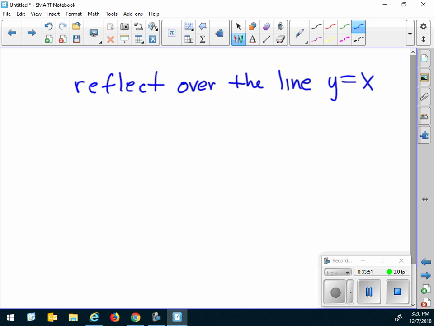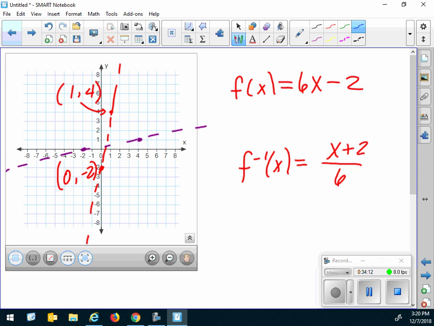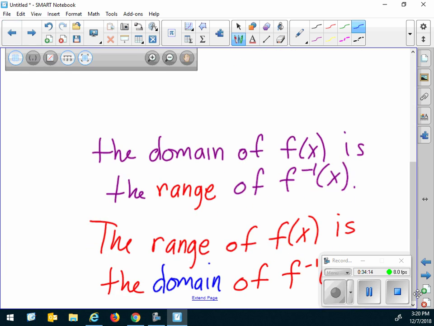Now look at the second thing in the box. The domain and range of a function and its inverse are opposite. The domain and range of a function and its inverse switch. That is the piece that we just wrote down, right here. Okay?